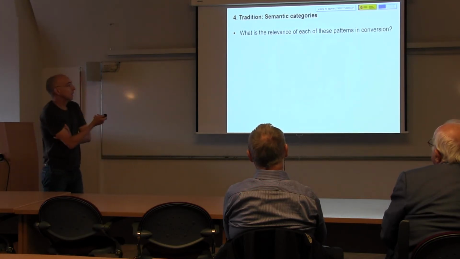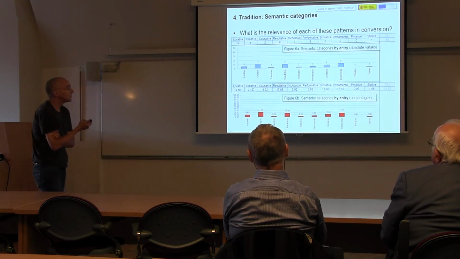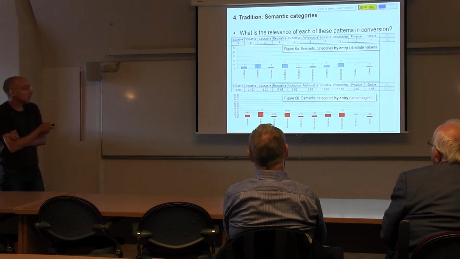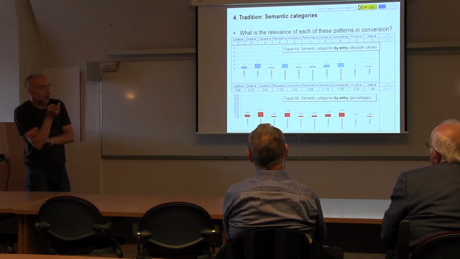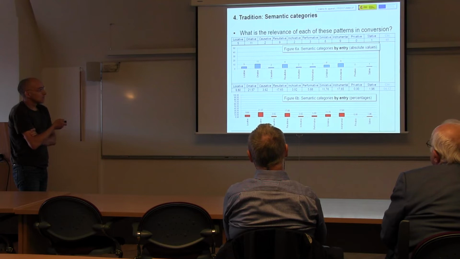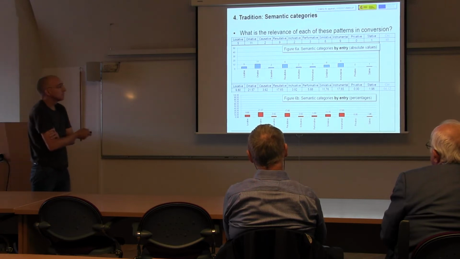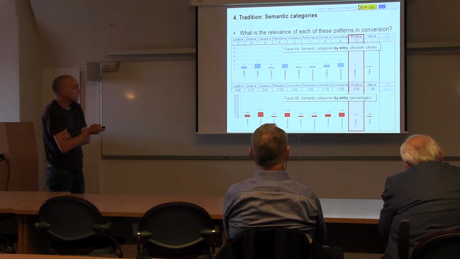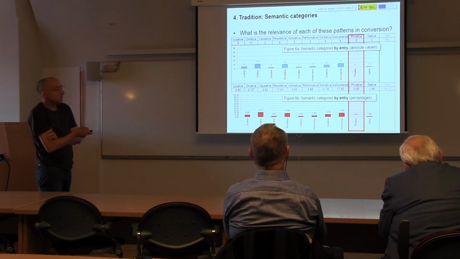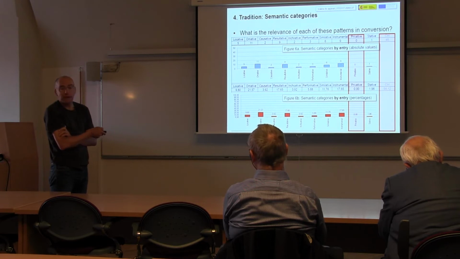And so, if we go back to the first question, what is the relevance of each of these patterns in conversion? I obtained these two charts when I considered the entries. So there seems to be patterns here, a relatively reasonable spread of these 10 semantic categories, with 2 relevant points here: no evidence for privative, and there's something missing there because it doesn't count up to 100% of the sample.